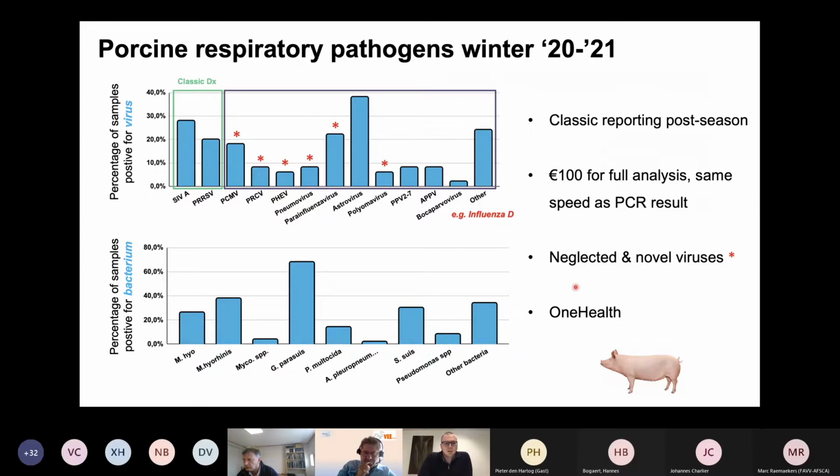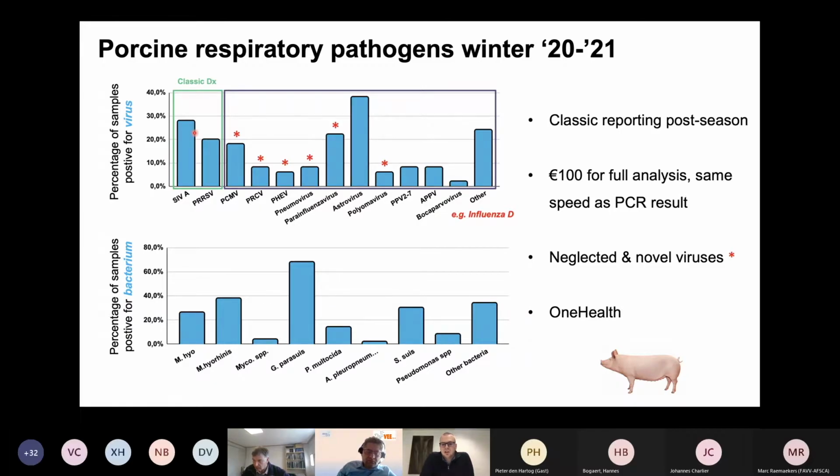So if we look at these results, this is actually more a classic type of reporting, where we would give an overview of all the pathogens that can be found during the past winter season. And if you look at the top, at the viruses, what we would normally do with these kinds of respiratory problems is screen for swine influenza A or PRRS. And then you would see that we, of course, pick up in a lot of cases both these viruses, but there is much more going on.